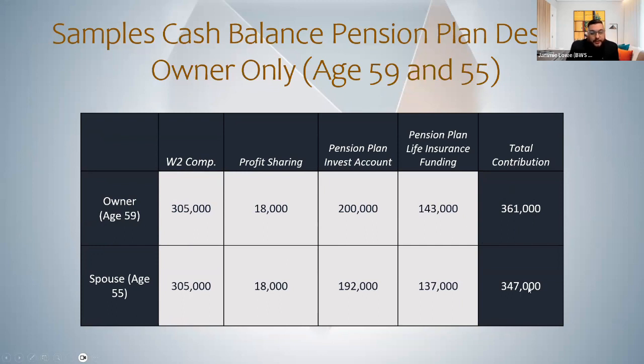This is a great example of, if you have a business owner and spouse, they're able to save a significant amount on their taxes and put away for their retirement. This is one of the few tools that they're going to be able to really maximize both of those options.